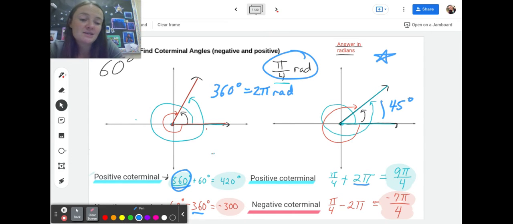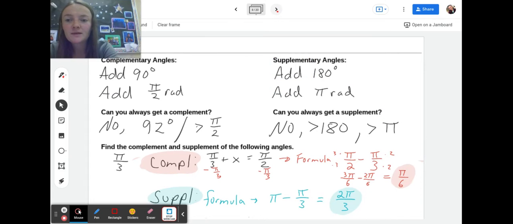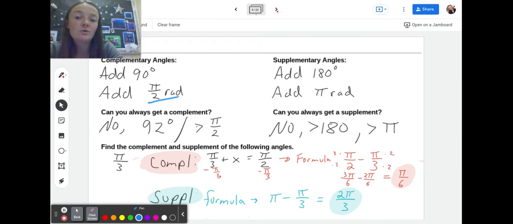To find the negative, you're going to take your initial angle and subtract. So that's just a little review there using the new units. Last thing, we talked about complementary angles. Complementary add to 90 and supplementary add to 180. In radian mode, complementary are going to add to pi over 2 and supplementary are going to add to pi.